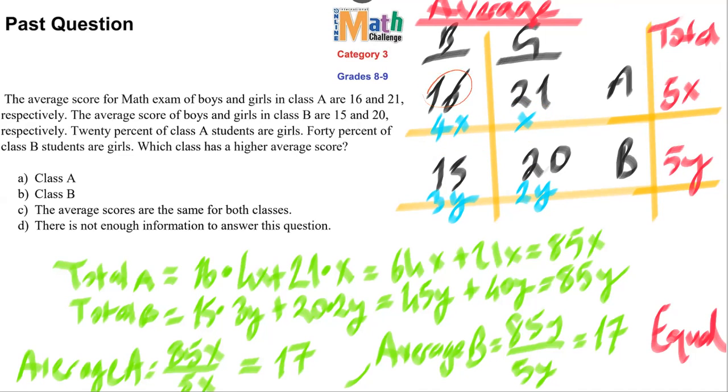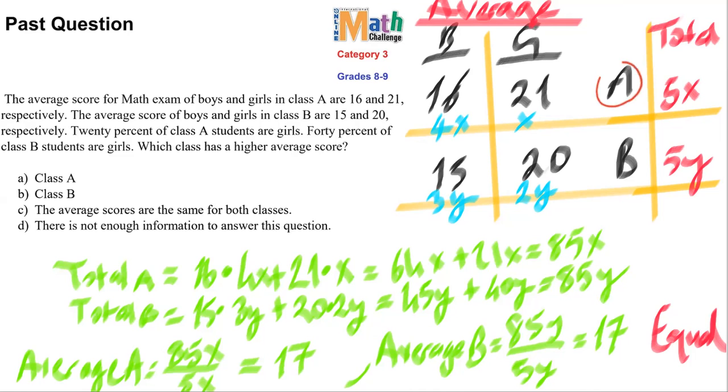5x. So total score for class A is the average times the number of boys plus the average times the number of girls. So here we calculated the total score for class A is 85x. Likewise, the total score for class B is the average for each boy times the number of boys plus the average of each girl times the number of girls. So the total, we will get this one.